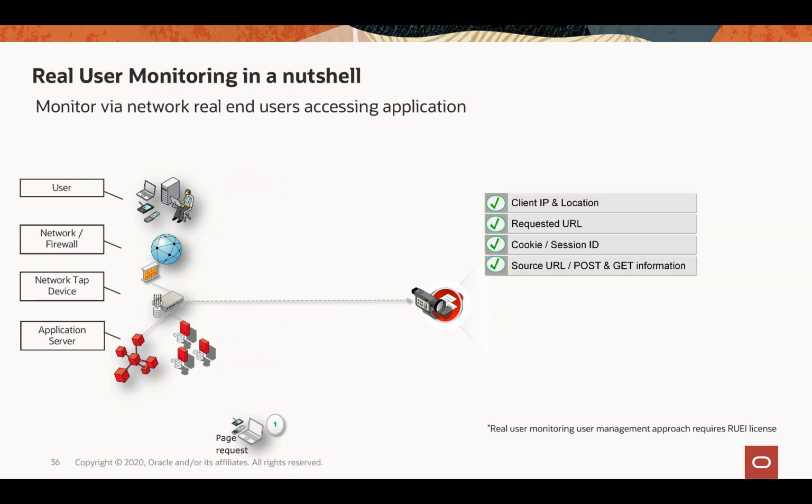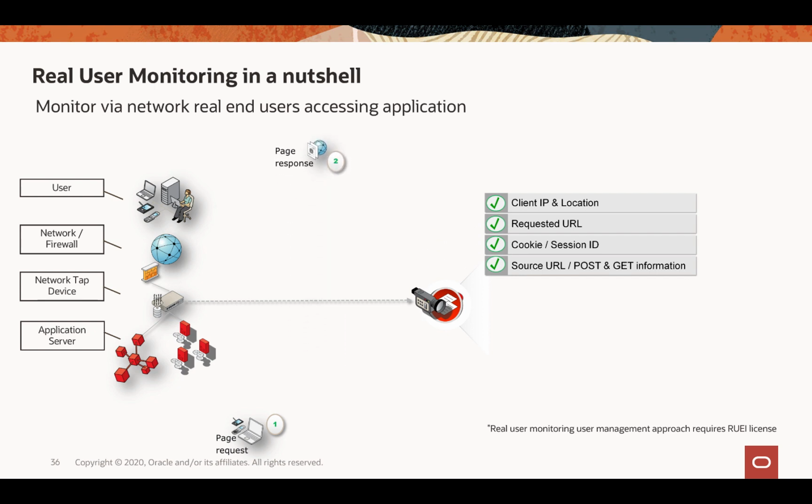So user makes a request from the browser to the application server, that is an HTTP request. And that can be a request to see a login page, for example. And RUEI captures this request. And the captured information includes client IP, this is from which IP the request came from, also the location of the user. It also captures the requested URL, HTTP request headers, session IDs, and cookies as well.